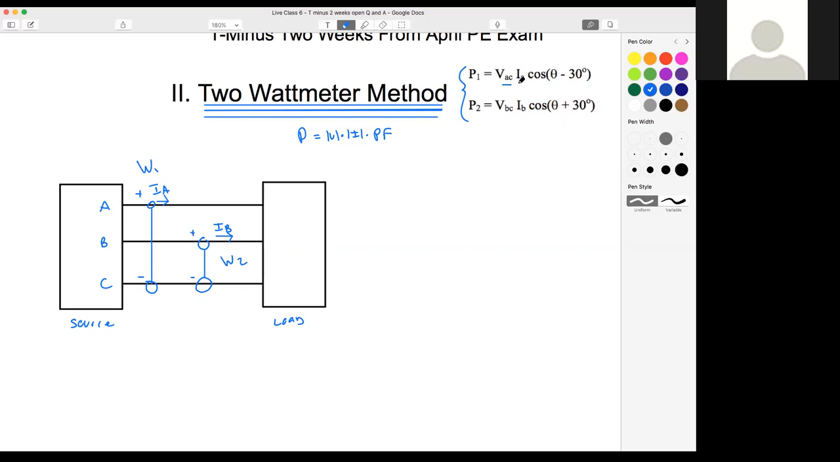For watt meter 2, it's the voltage magnitude from B to C, here to here, and it's our current on B. Does anyone notice anything different about these subscripts? It's very, very minute, but it's going to be where the shift in angles comes from. Does anyone notice anything different about any of these subscripts?